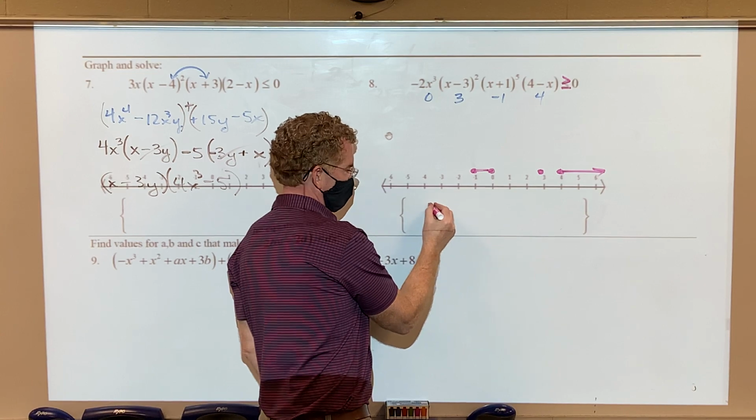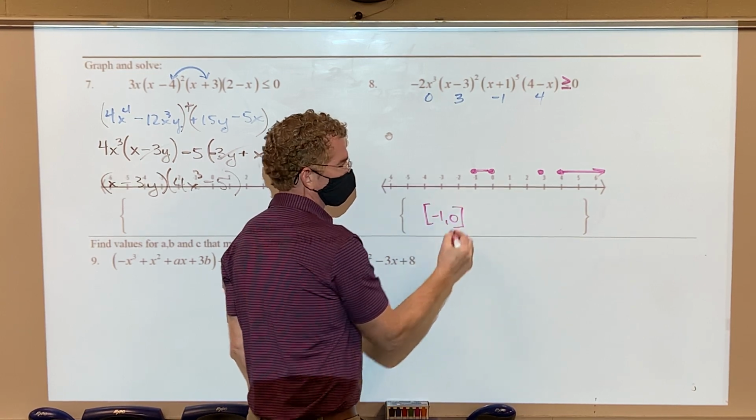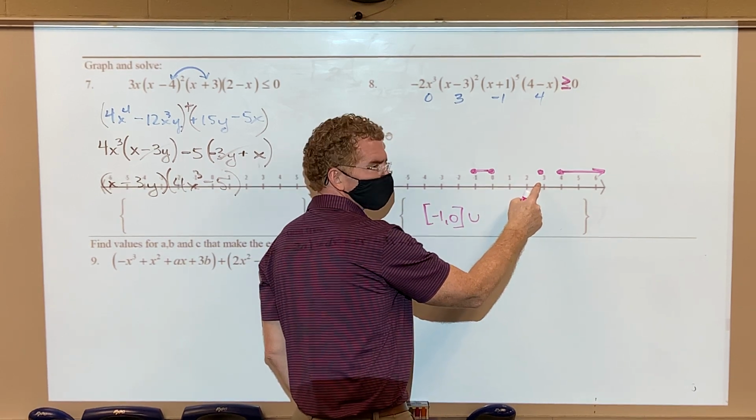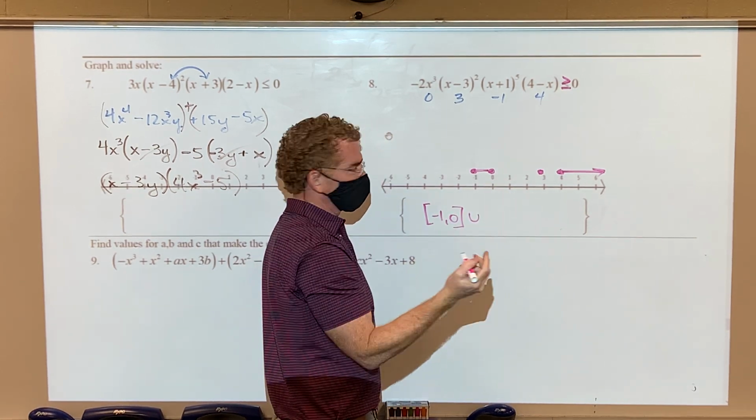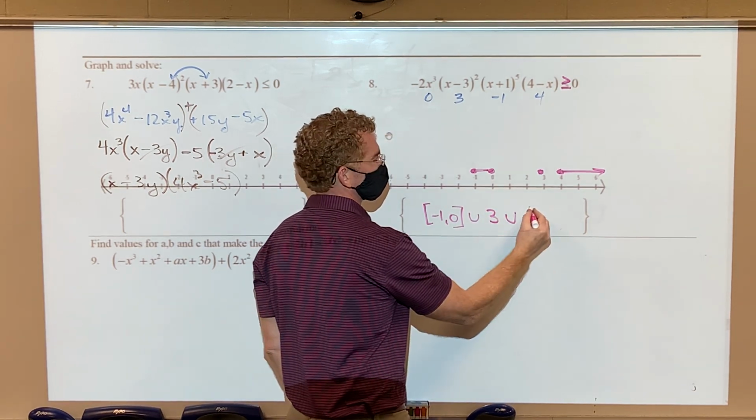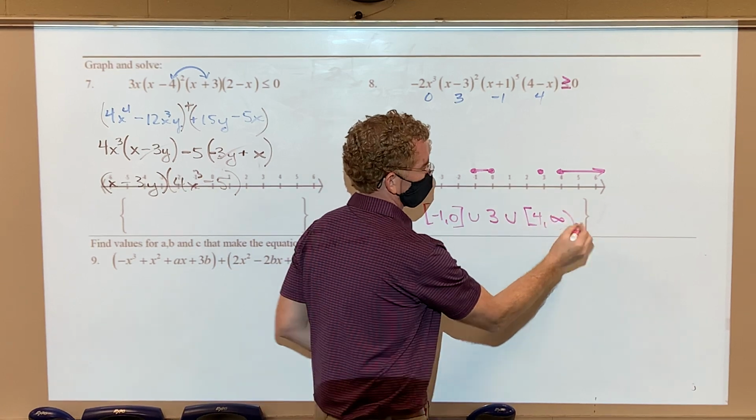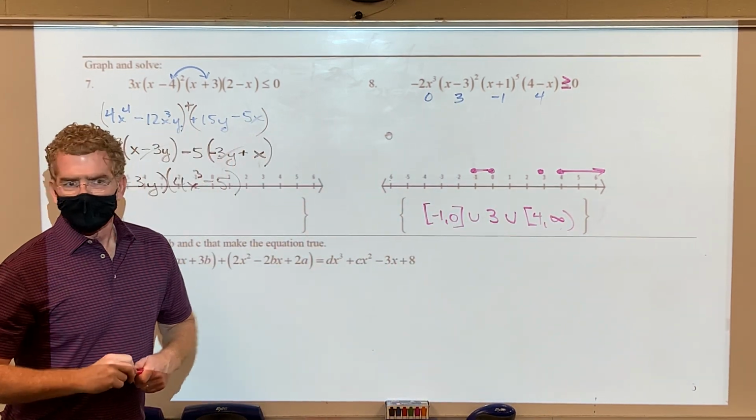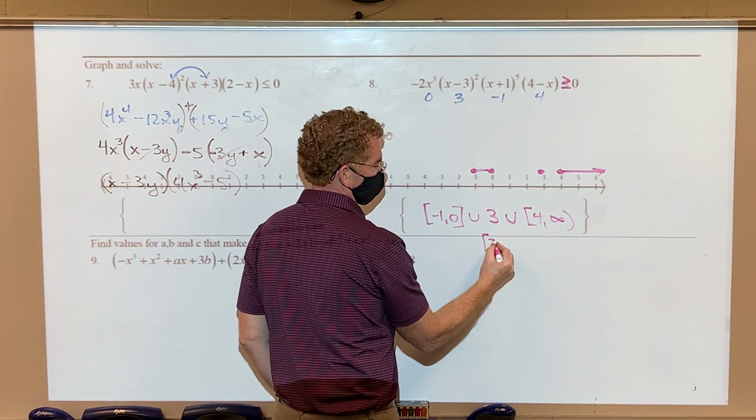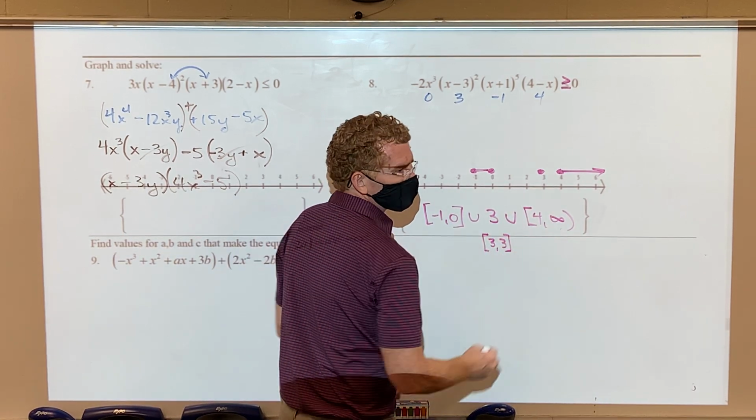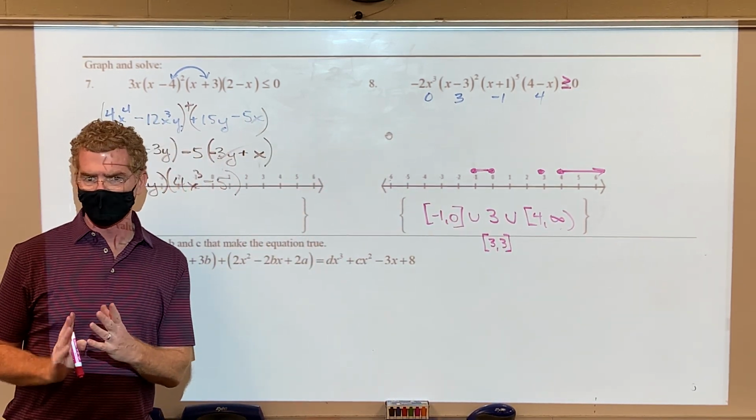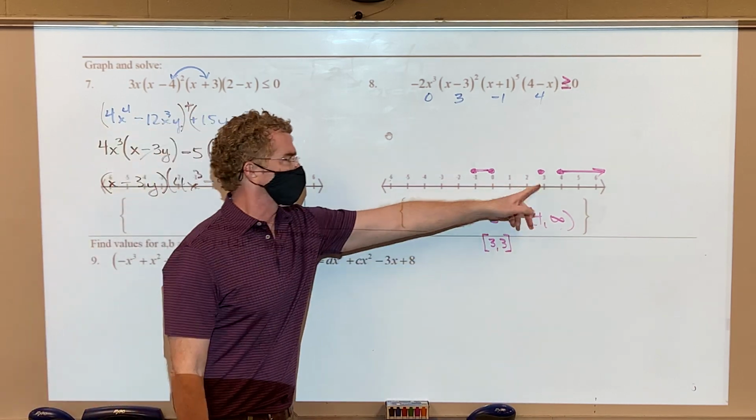Bracket -1, 0, comma 0, union with 4, comma infinity. You got that point there, right? And you don't need an interval for a point. 3. Union with bracket 4, comma infinity. Right? I see people every year write, how do I do that 3? And they do this, the bracket from 3 to 3. And you can do that. That makes sense, right? You can start at 3, finish at 3, everything in between those 3's, inclusive. Just write the number 3 down, right?